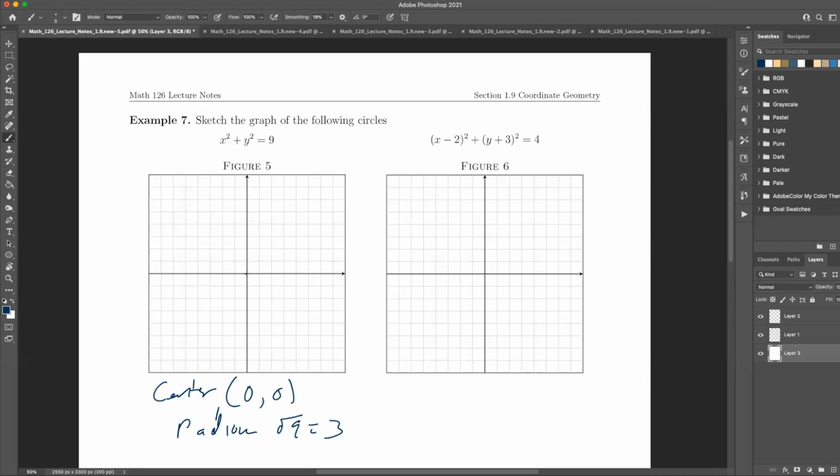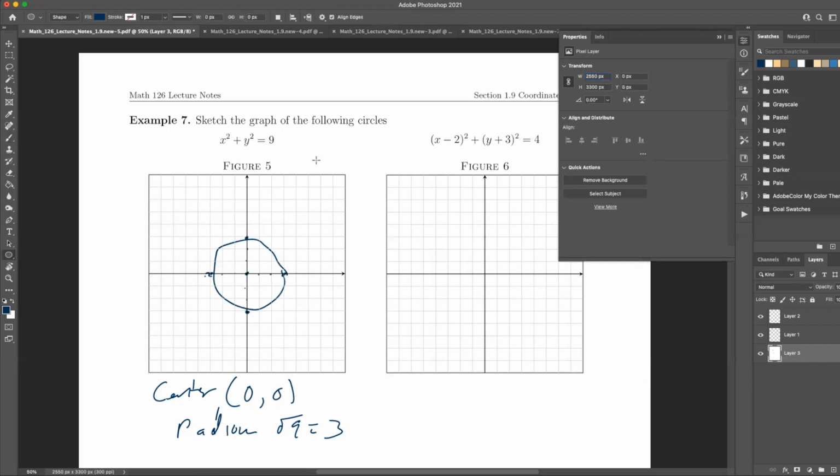So how I do this is I usually put a mark for my center, and I count over to the right 3, 1, 2, 3, put a dot. Count up 3, 1, 2, 3, put a dot. Count over 3, put a dot. And then count down 3, put a dot, and then try to do it the best that I can. Now, technically, if I was using Photoshop, I would just grab this little ellipse tool right here, and I just go whoop. But you won't have that in life, so we're not going to do that.